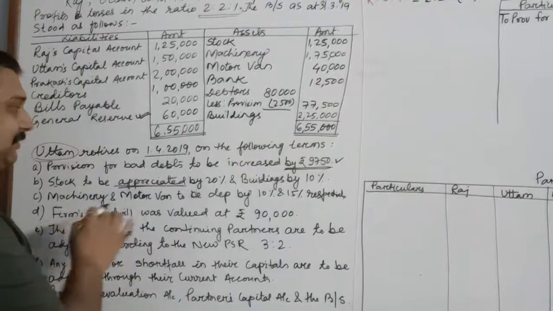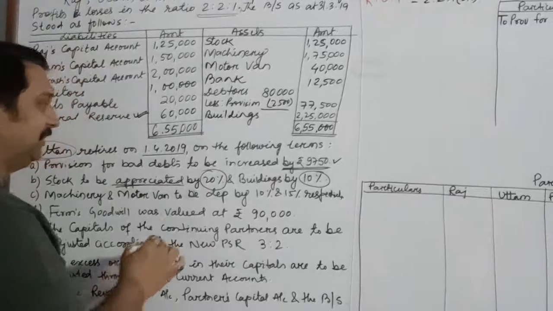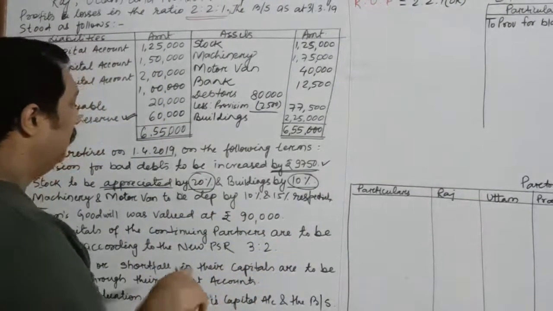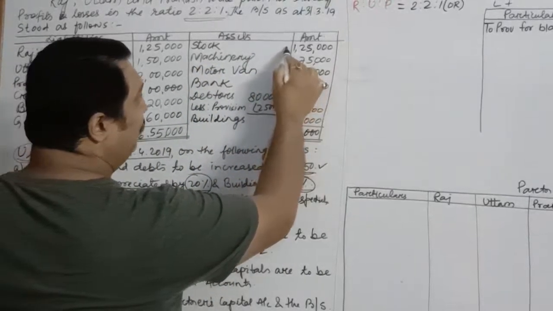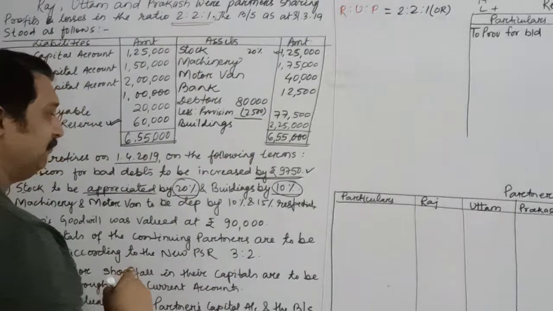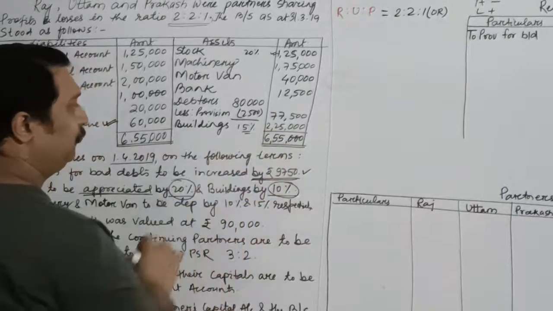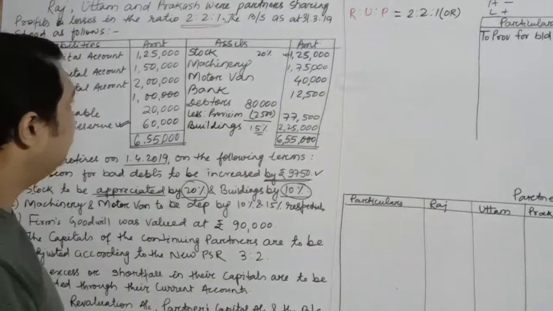We have to increase stock by 20% and building by 10%. Both these assets have to be increased. So stock is 1,25,000, so 20% of this has to be increased, and the building is to be increased by 10% of 2,25,000. So we'll calculate both of these.